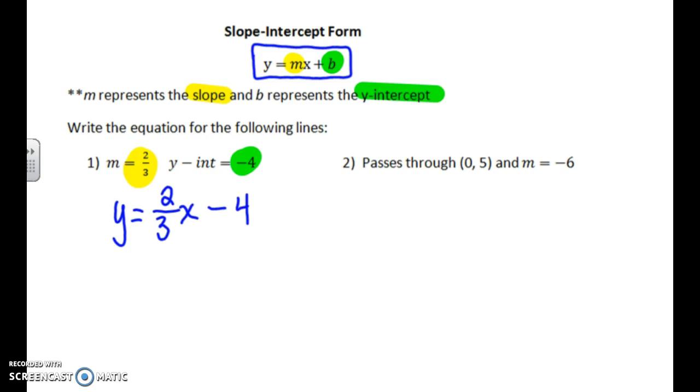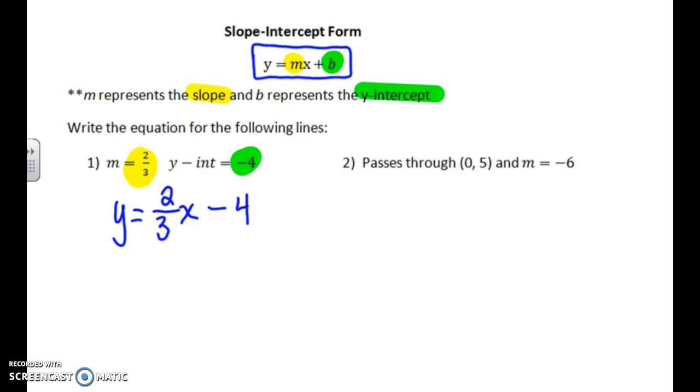So we put the m number where the slope is, 2/3, and we put the y-intercept number where the b is, the -4. And make sure, because it's a -4, you fill it in as -4. You could also put plus and then in parentheses -4.